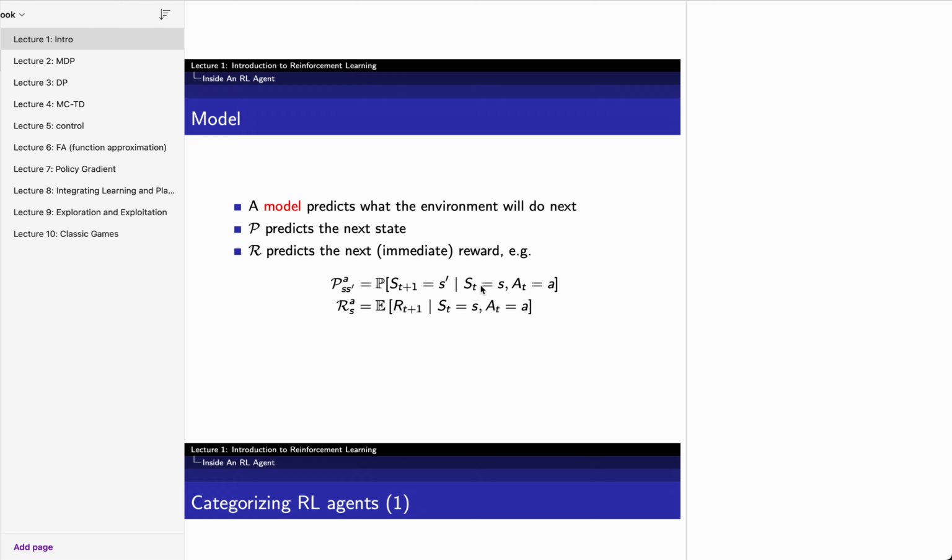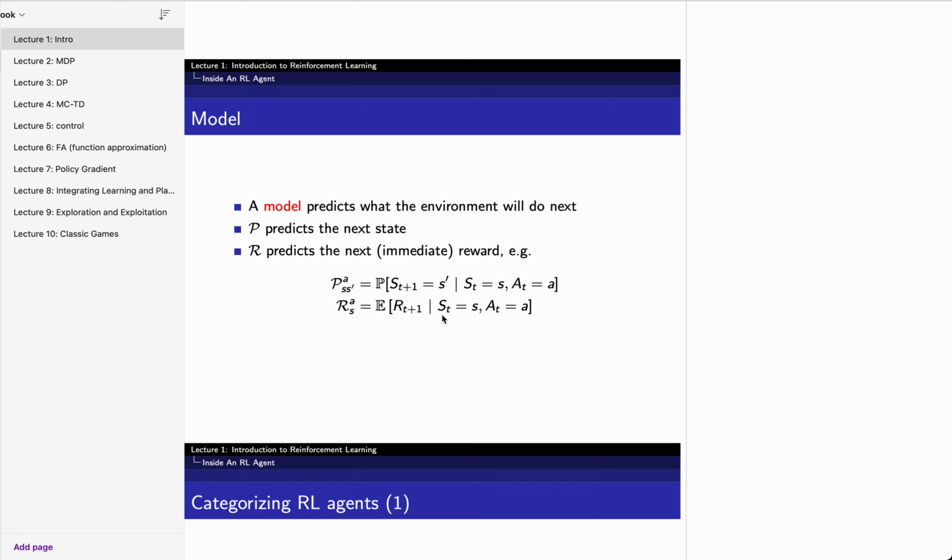Given the current state at time step t, I'm going to take an action. What is the probability of reaching the next state? If we know such a probability, we would be able to know the environment and predict the next actions or states that I'm going to reach.